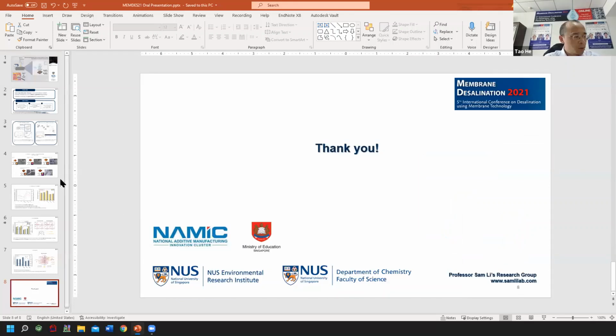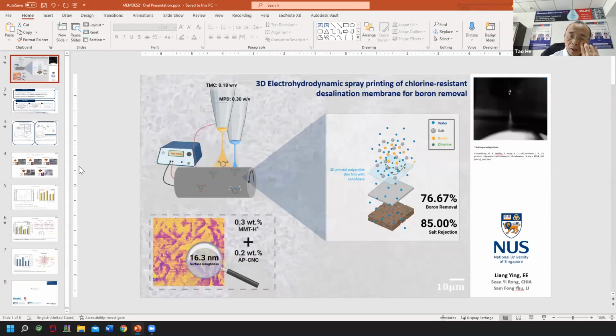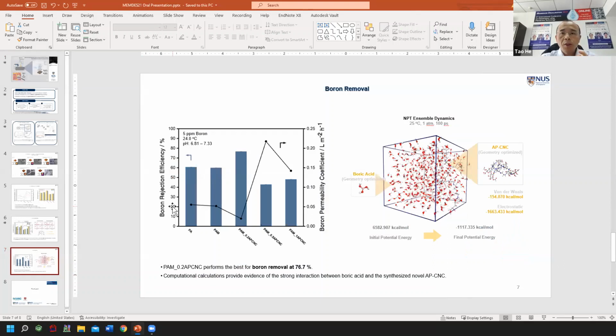Interesting talk using spray coating, spray printing technology. We are waiting for the questions, but I will first comment on your work. Boron removal is a very important topic for all membranes. The membrane shown here seems like a nanofiltration membrane, right? Yep, it is a nanofiltration membrane. You can achieve 77% boron removal. That is really phenomenal.